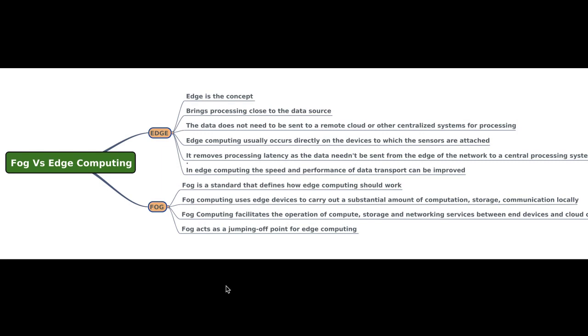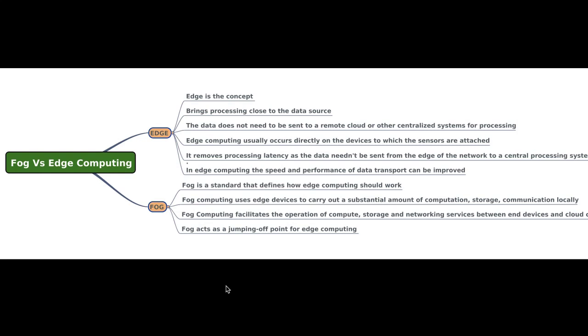Edge computing is a concept. What does edge computing do? It brings the processing close to the data source. That means the processing is done near the sensor itself, so the data does not need to be sent to a remote cloud or other centralized systems for processing. Edge computing usually occurs directly on the devices to which the sensors are attached. So latency is reduced, and the speed and performance of data transport are increased.